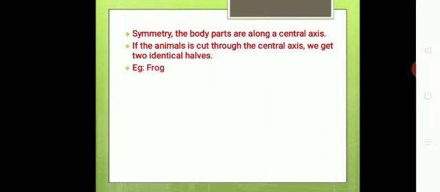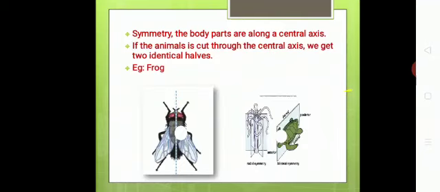And next we have bilateral symmetry. The body parts are along the central axis, that is, in between. If you cut the animal through the central axis, then you get two identical halves. For example, you can see a frog here. If you imagine cutting a frog, or a housefly, or the human body through the center, you will get two equal halves. Tortoise also, as you see here, gives two equal halves.